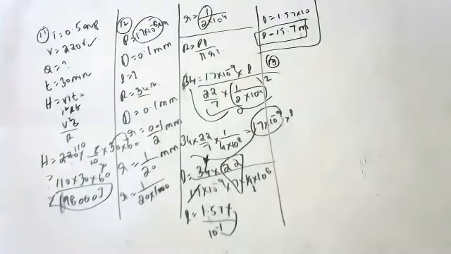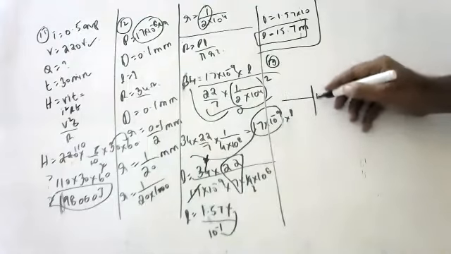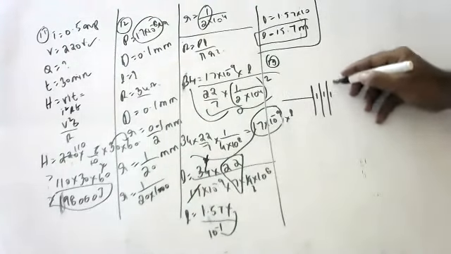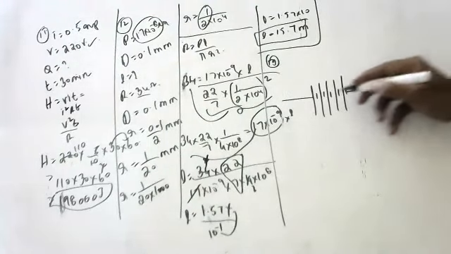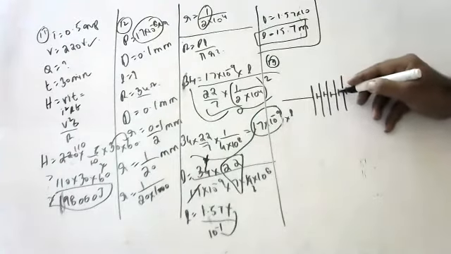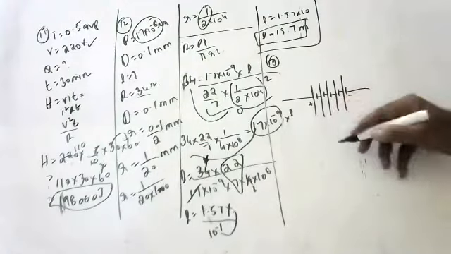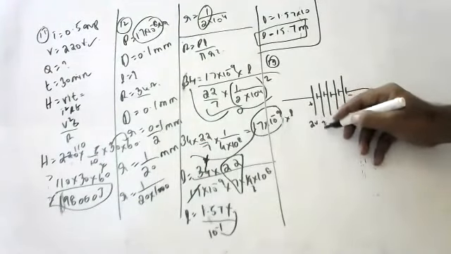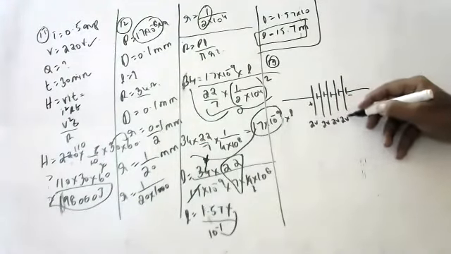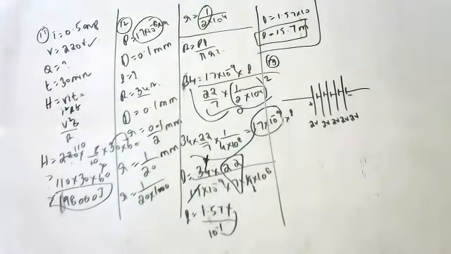13th question, children. Draw a schematic diagram of an electric circuit consisting of a battery of 5 two-volt batteries. Children, there are 5 two-volt batteries, plus and minus, each one 2 volt. They are asking for a schematic diagram, 10 volts total, all in series.